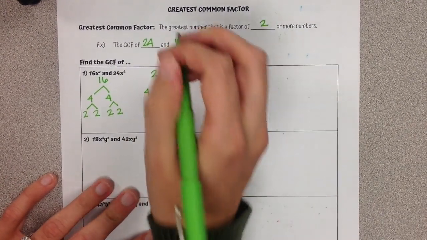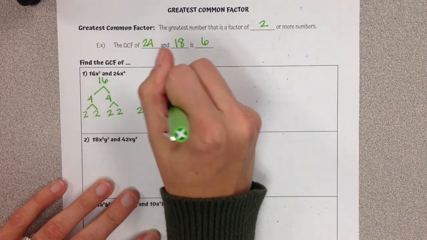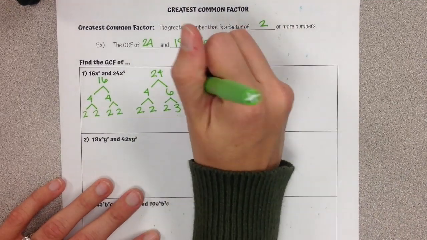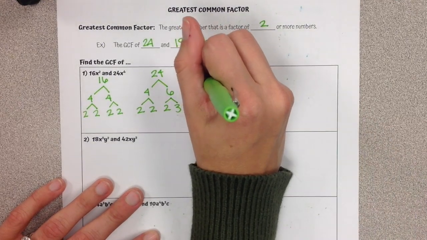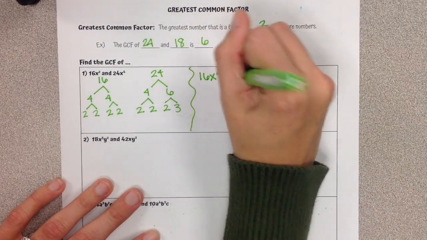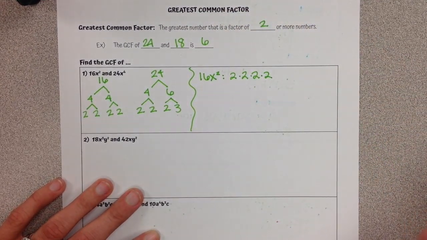Neither one of these is prime, so I'm going to keep going. Split 4 into 2 and 2, split 6 into 2 and 3. Now those are all prime. That is our prime factorization. So I'm going to list out over here. We've got, for 16x squared, 2 times 2 times 2 times 2. Okay?